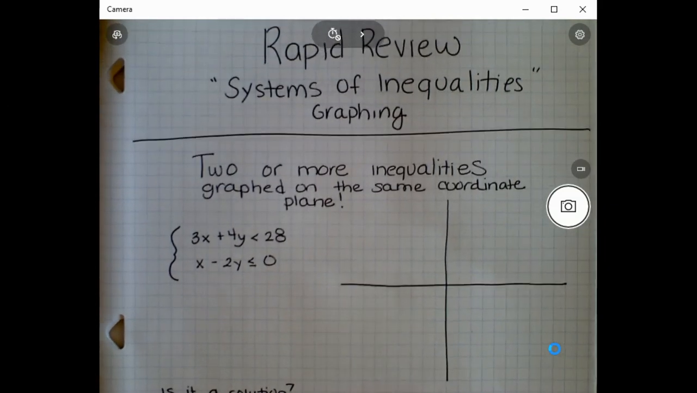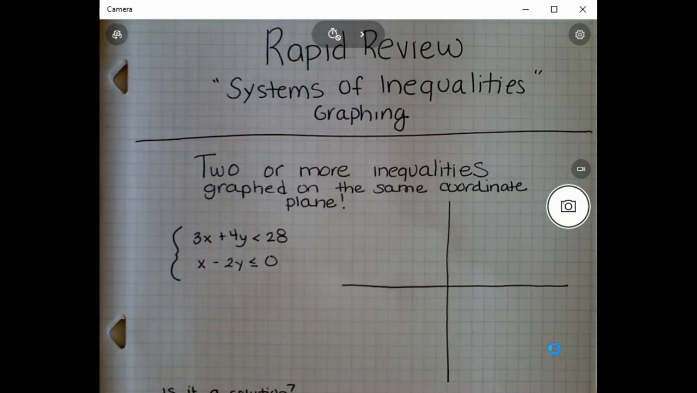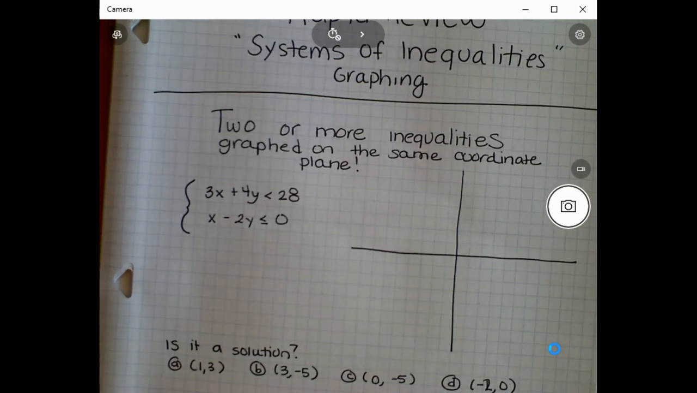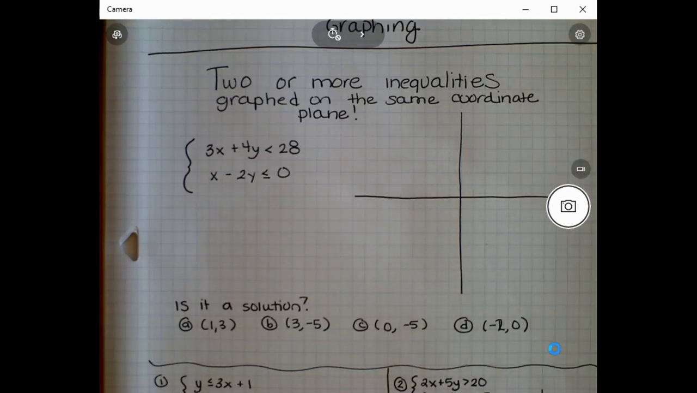All right, so we've already talked about how to graph a linear inequality, and now we're going to talk about how to solve systems of inequalities. So two or more inequalities that are graphed on the same coordinate plane. This is very similar to solving systems of equations by graphing, so I'm just going to review those steps as we go through these problems.